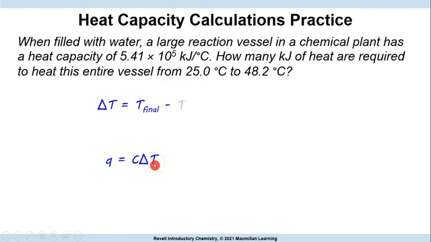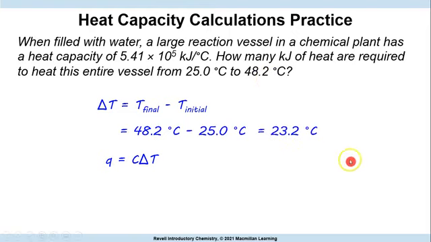Okay, now the next thing is we are going to calculate the change in temperature. In the first example, it was changed by 5 degrees. Now in the second example, which is what we are looking at, the temperature is changing from one value to the other. So to calculate delta T, we are going to take the final temperature, which is 48.2, minus the initial temperature, which is 25.0 degrees Celsius. So that gives you a value of 23.2 degrees Celsius.